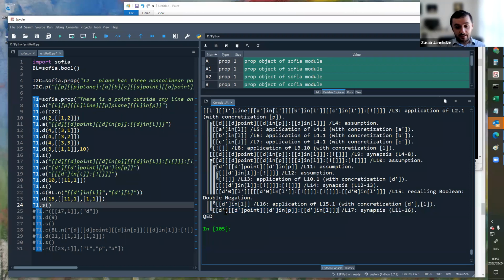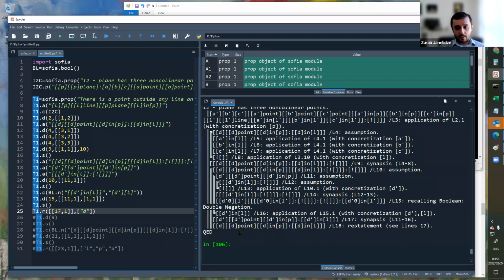Okay, so now line 17 is in direct contradiction with line 9. Line 9 says that line 17 is false. So we could then apply, once again, maybe the double negation. Let's see what happens in the proof. At this stage, what we do is something very simple. We simply take this line 17 and we rewrite it, replacing d prime with d.